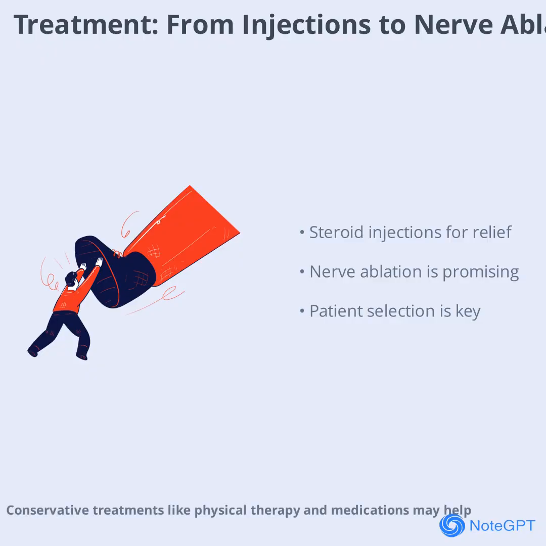Conservative treatments like physical therapy and medications may help, but for many these are not enough. Intradiscal steroid injections can provide short-term relief, especially for those with Type 1 Modic changes. More recently, basivertebral nerve ablation, a minimally invasive procedure that interrupts pain signals from the vertebral plates, has shown promising results. Studies report significant improvements in pain, function, and quality of life, particularly for patients with Modic Type 1 or 2 changes. However, patient selection and careful diagnosis remain critical for success.